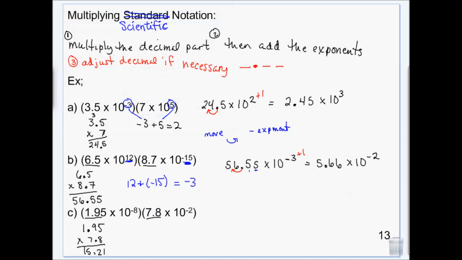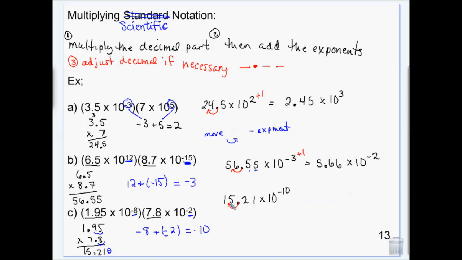And then I'll add my x. They have to line up. It's actually, there's a 0 here too, and it's the same 1, 2, 3. They don't line up, but they have the same number in multiplication. And then I have negative 8 plus negative 2 gives me negative 10. So I have 15.21 times 10 to the negative 10. And then I have to adjust this.